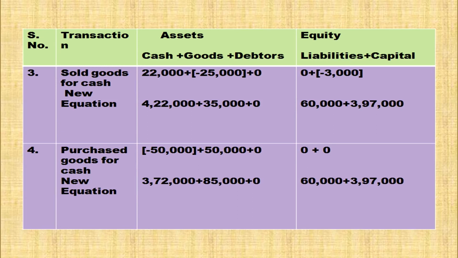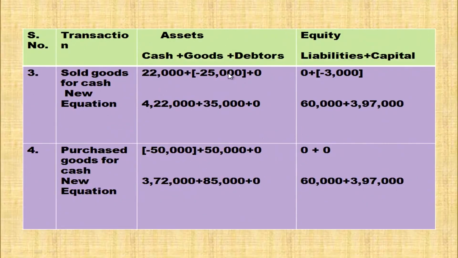And from the earlier accounting equation, when we are deducting, we will get the new accounting equation as 4,22,000 cash, 35,000 goods, and on the liability side, the earlier accounting equation will be added, 60,000 liability plus capital 3,97,000. On both sides, the total is the same.